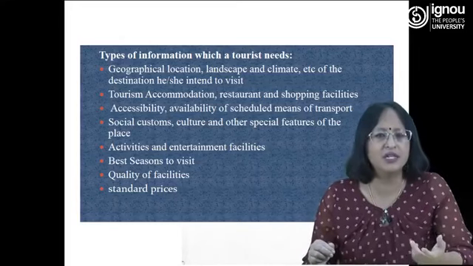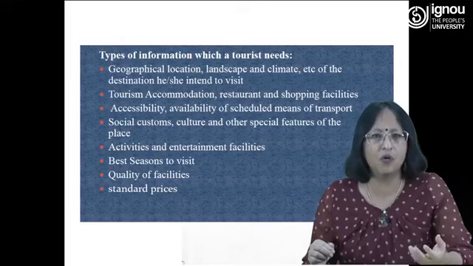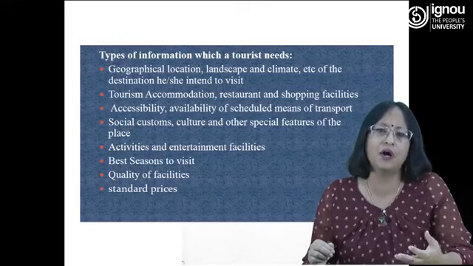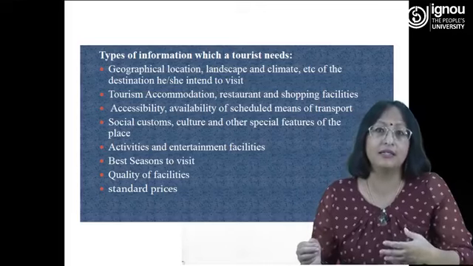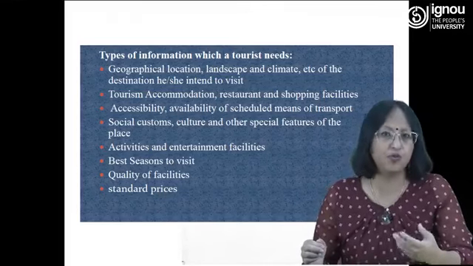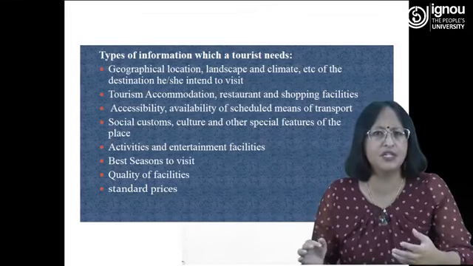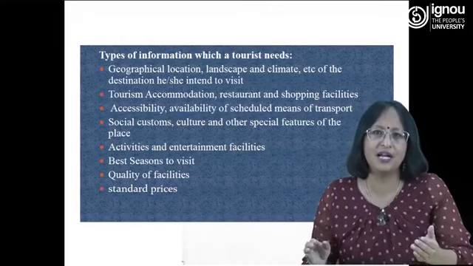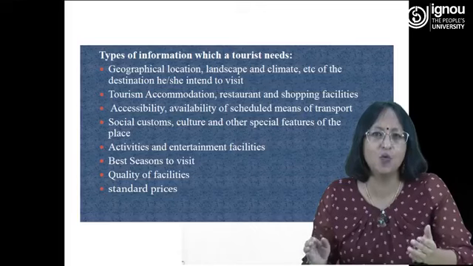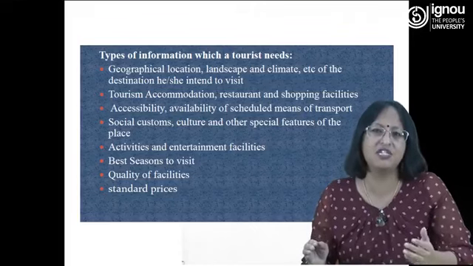Now, the quality of facilities, this is for quality-conscious people. If you are paying that much money and you're not getting the quality that the tour operators or the hoteliers have advertised, then it becomes an issue again, and you need to have adequate information so that informed decisions can be made.